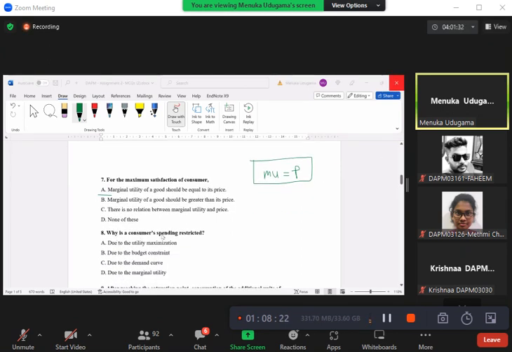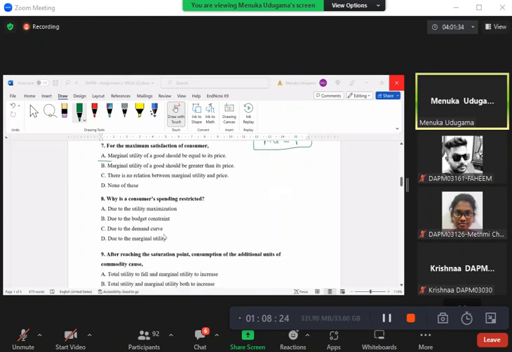And then, why is the consumer spending restricted? Because we want to maximize utility, but because of the budget, our spending is restricted.